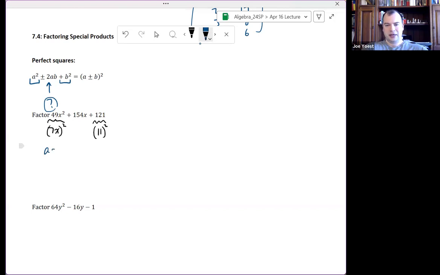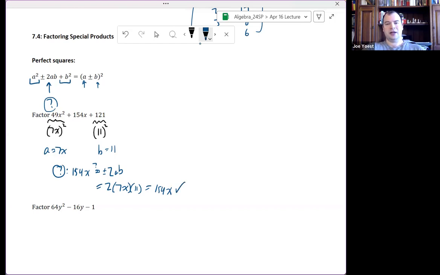So I know that I would have a being 7x up here, b being 11. And then my question is, is 154x equal to 2ab, with a plus or a minus? In other words, is it equal to 2 times 7x times 11? Well, that's 14 times 11. That is 154x.